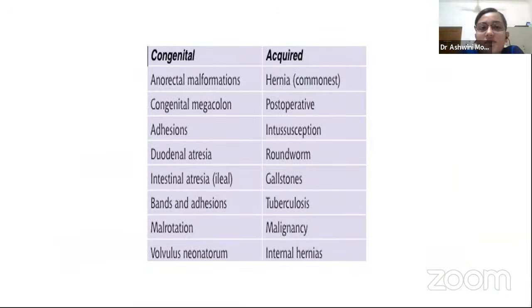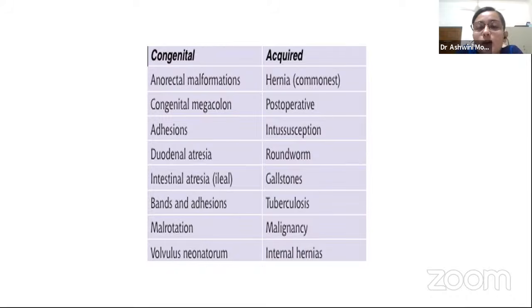Another classification can be according to congenital or acquired. So anorectal malformations, congenital megacolon, adhesions, duodenal atresia, ileal atresia, jejunal atresia, any other bands and adhesions like patent vitellointestinal duct or something, malrotation, volvulus neonatorum. These are the congenital conditions.